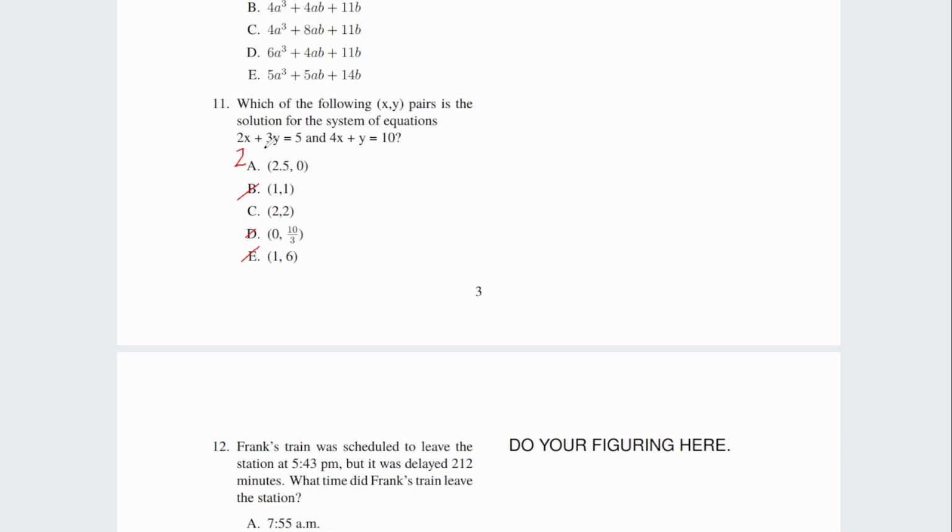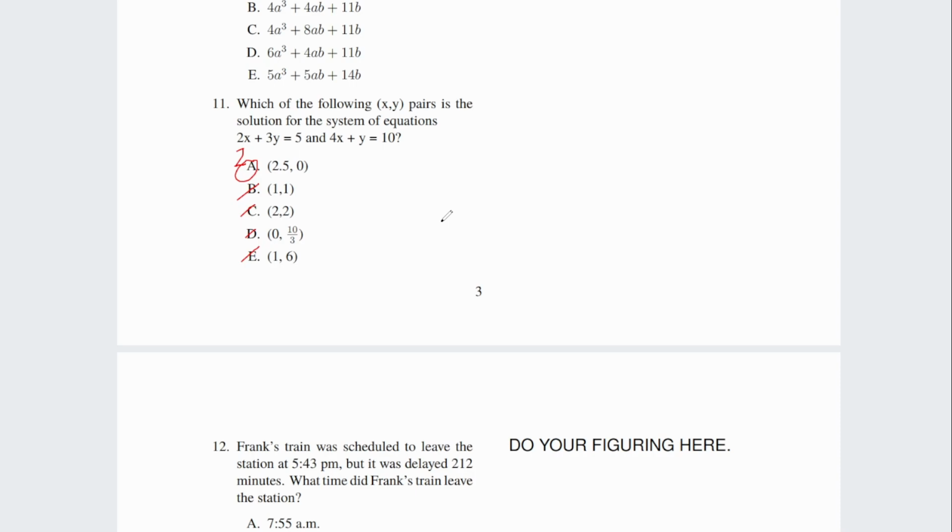2x plus 3y does not equal 5. Sorry, 2x is 4 plus 3 times 2 is 6. So 4 plus 6 equals 5? Absolutely not. So we end up with answer choice A. 2.5 times 2 is 5 plus 0 does equal 5. 2.5 times 4 equals 10 plus 0 still equals 10. So A is our correct answer.